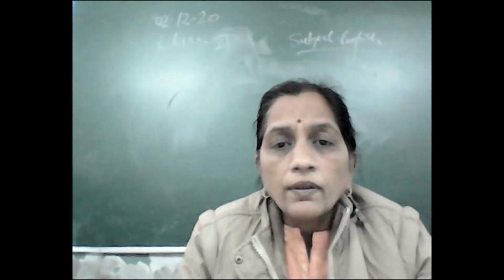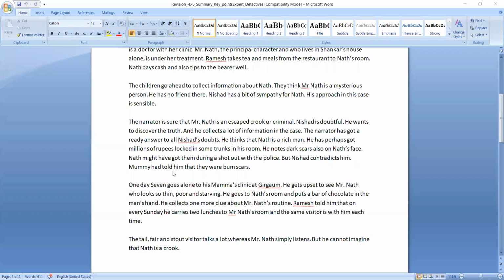They believed that Mr. Nath was a mysterious person. He had no friends there, but Nishad had a bit of sympathy for Mr. Nath. His approach in this case regarding Mr. Nath was completely different. The narrator is sure that Mr. Nath is an escaped crook or criminal. नरेटर को ये विश्वास था कि मिस्टर नाथ या तो कोई क्रूक है या कोई क्रिमिनल है.